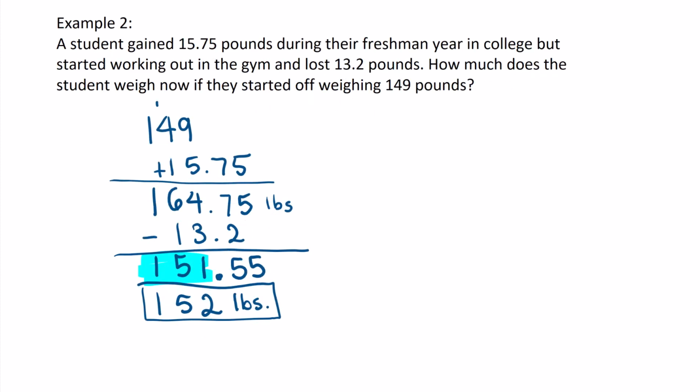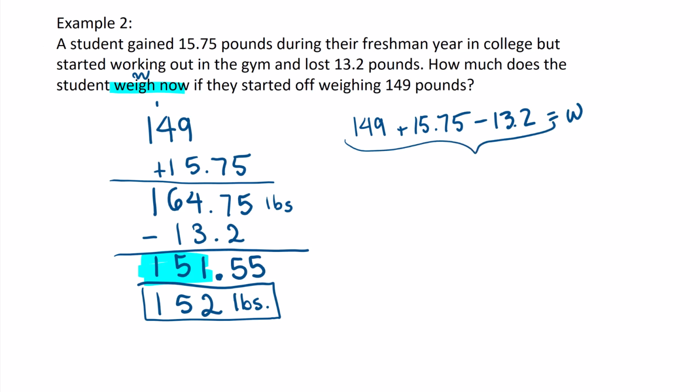If we were to write this as an equation to solve, again, we would need to find the weight now for the student. So we could call that W. We could also write this as an actual equation and say 149 plus 15.75 minus 13.2 is equal to W, the weight now. If we combined these, we would still need to use the accuracy method of rounding, and we would still get 152 as our final weight, but we could say that's equal to W.